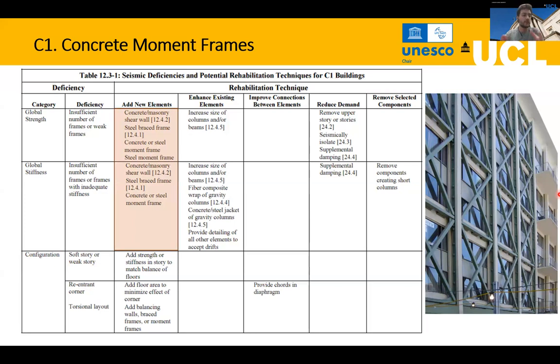In that sense, if we think about that problem of global strength and global stiffness, one of the most common approaches is to add new elements, and we are going to see in the next presentation a particular case in which this was done and how it behaved after the Turkey earthquake. But in this case, for stiffness and strength, we can include, for example, shear walls, concrete or masonry shear walls. We can include steel braced frames, or we can include any other type of stiffening material that will enhance the lateral behavior of the building.